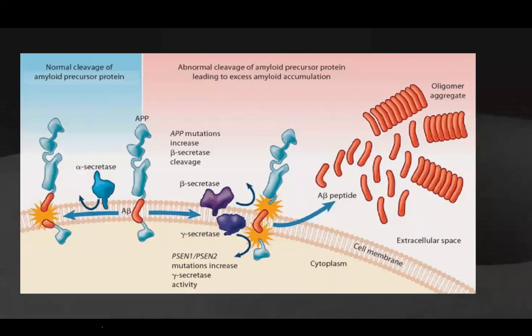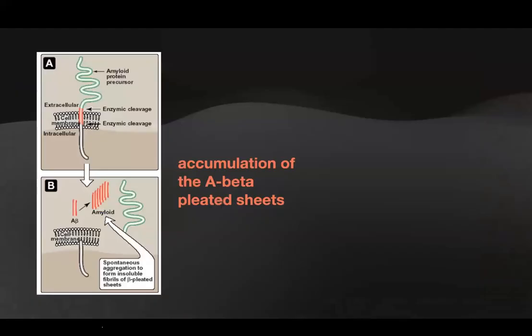So this abnormal breakdown of protein is usually due to mutations in the enzymes that break down APP. We all have amyloid precursor protein, and we all are able to break it down. However, some people have mutations in the breakdown process, which leads to accumulation of this A beta peptide. So that's one example of how accumulation can lead to disease, in this case Alzheimer's dementia. It is the accumulation of these insoluble A beta pleated sheets which then cause problems within the brain.